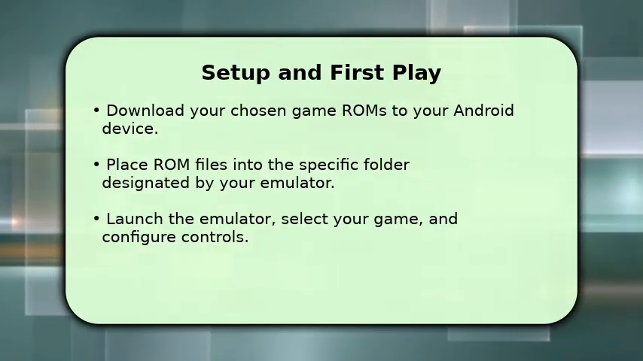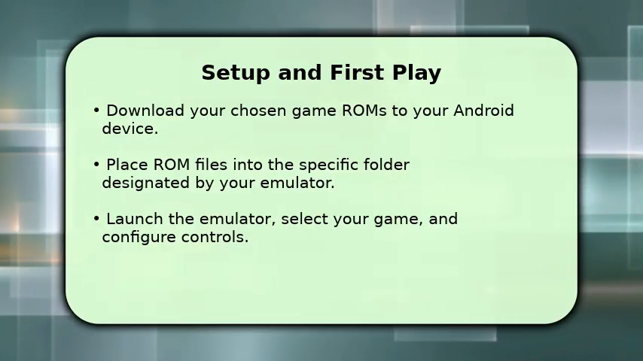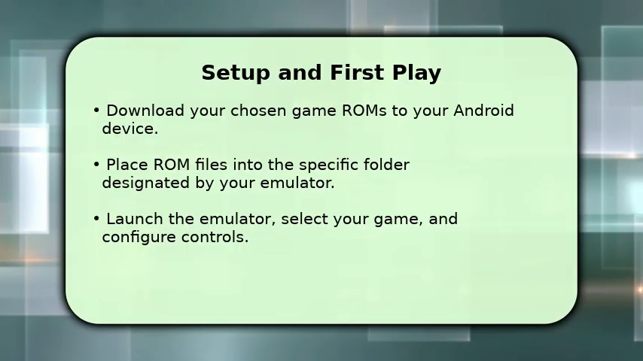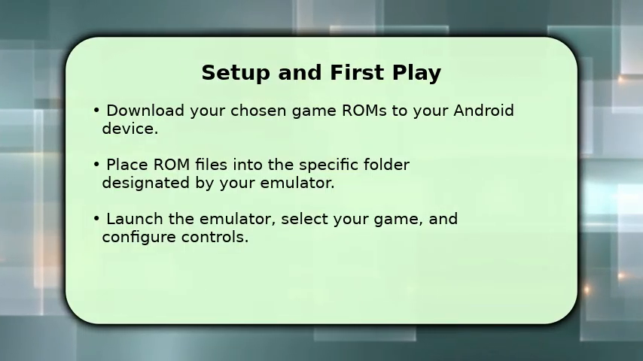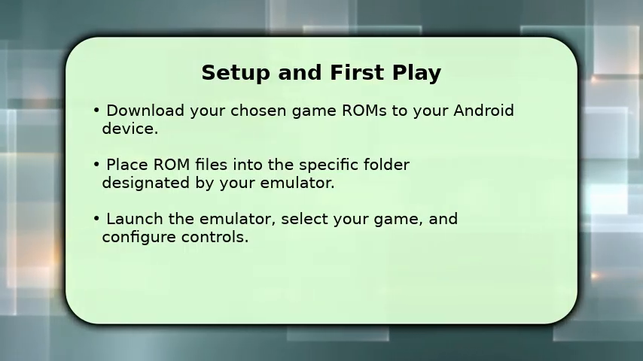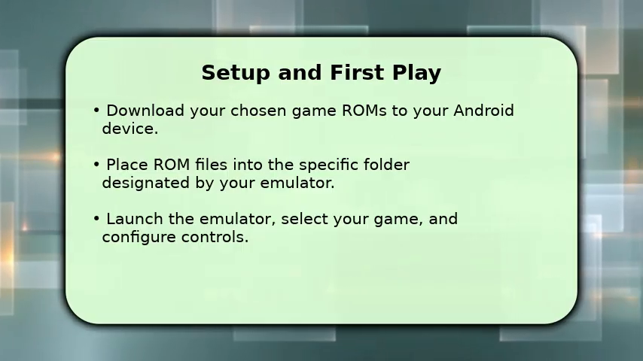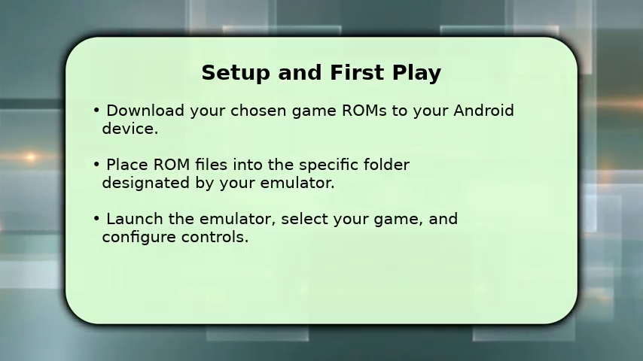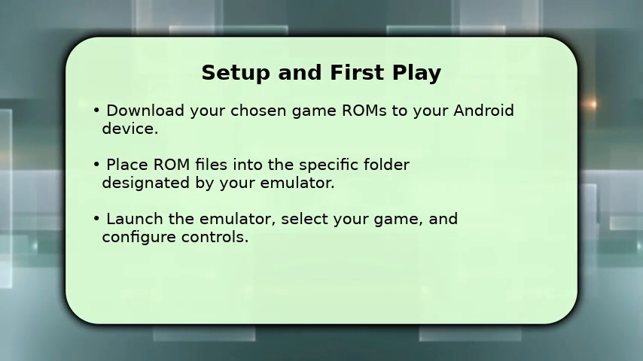Transfer your ROM files to a designated folder on your Android device, usually specified within the emulator's settings. Open your emulator application, and it should automatically scan for games in that folder. Select your desired game from the list, and you're ready to play. Take a moment to customize the on-screen controls or connect a Bluetooth gamepad for an even better experience.